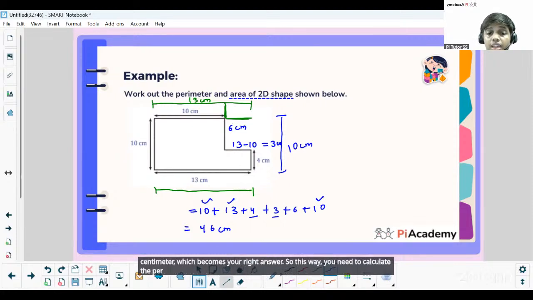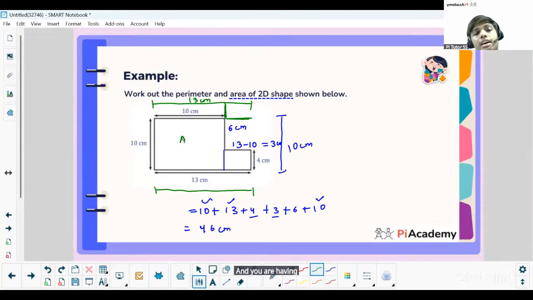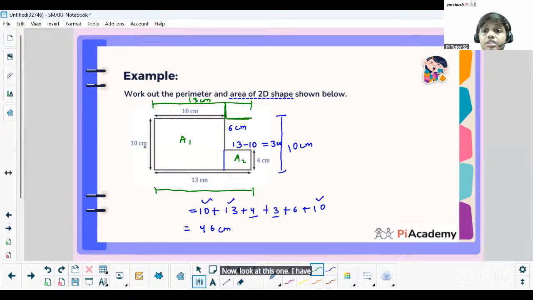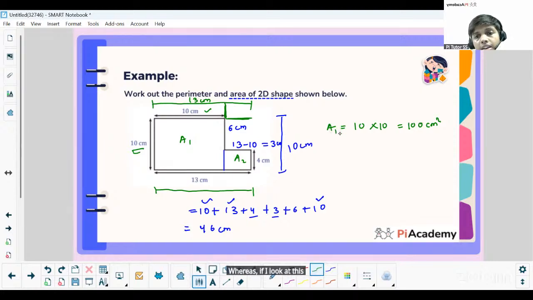Now, if I talk about the area, we just have to divide it into two parts like this. And you are having an area at first for this particular shape. Then you are having another shape, which is going to have the area as A2. Now look at this one. I have the shape as a square where the sides are 10. That is why 10 times 10 will be giving you the area of the square, that is equals to 100 centimeter square.